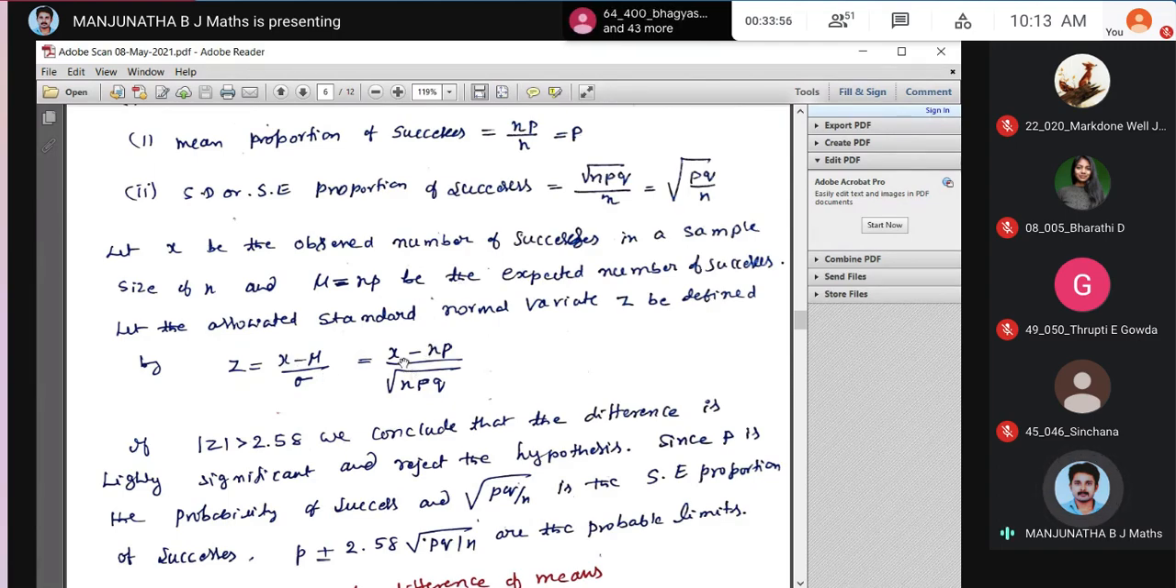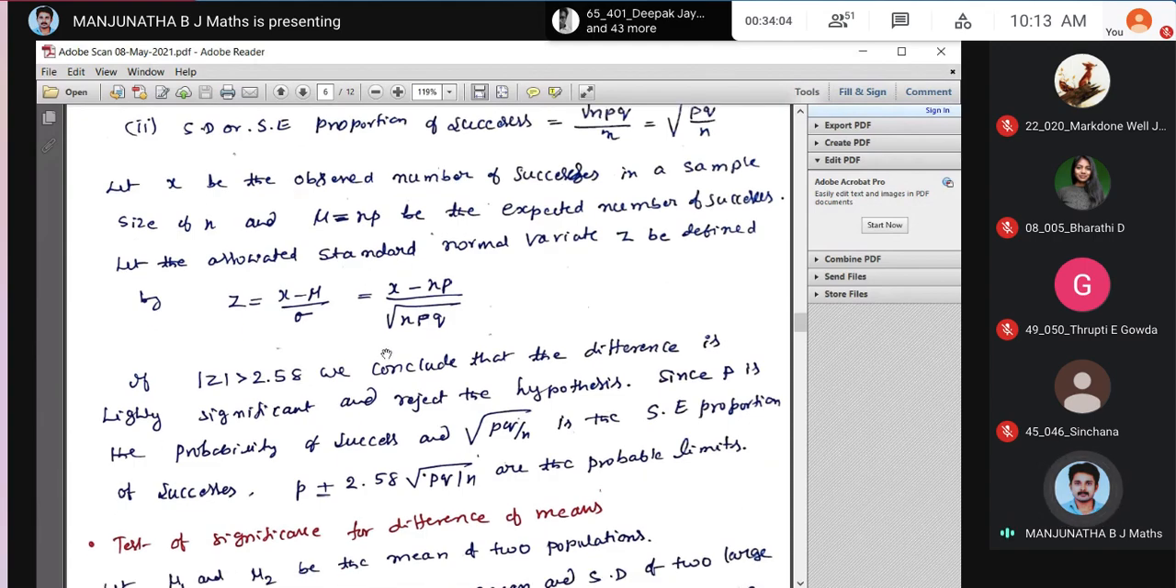But what is z here? x minus the mean, which is n into p, divided by sigma, which is the square root of npq. So I need this formula: z is x minus n into p divided by the square root of npq, where sigma is the square root of npq.